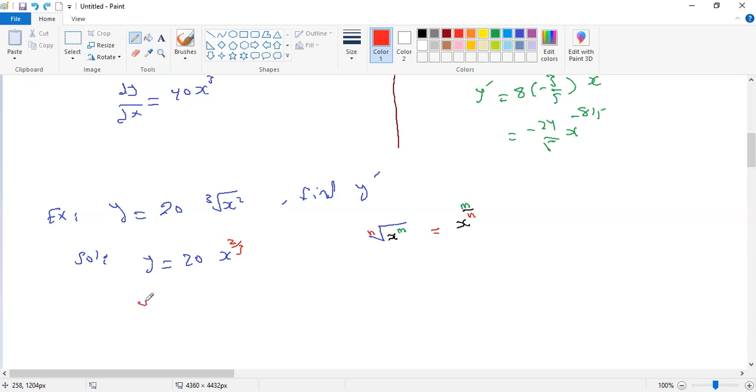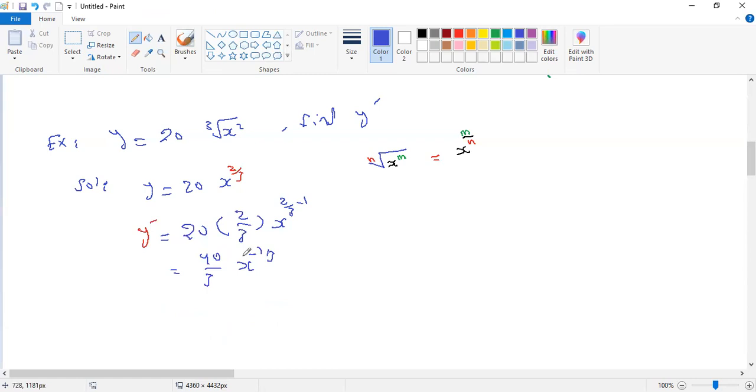Now the derivative, the y prime, equals n times k. So 20 times 2 over 3, multiplied by x to the power 2 over 3 minus 1. Clear now? I have here 40 over 3 multiplied by x to the power 2 over 3 minus 1, which is minus 1/3. It can be simplified more. I stop here because I just want to show how to find the derivative.